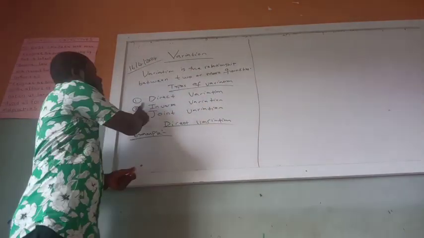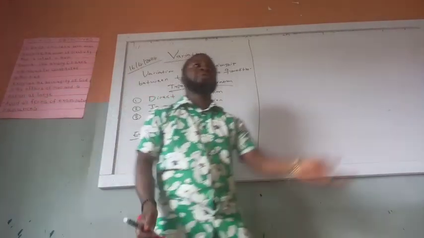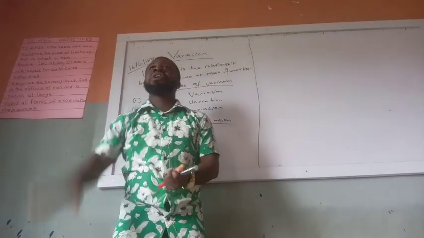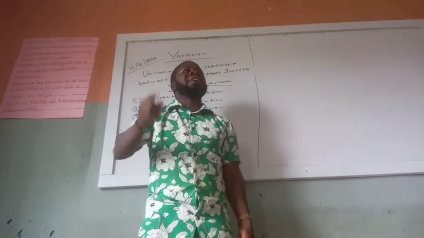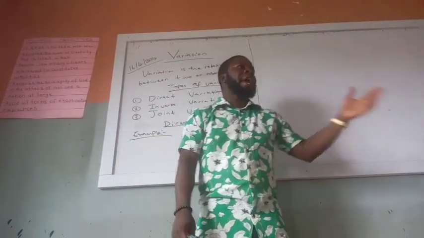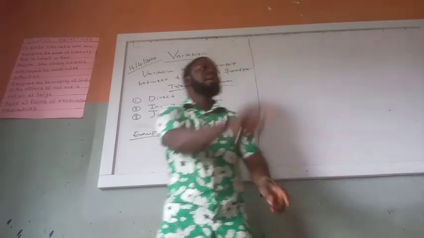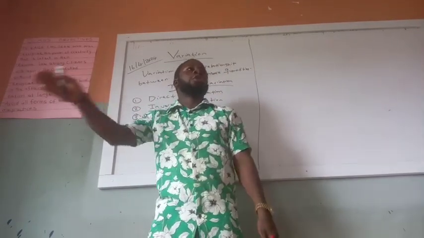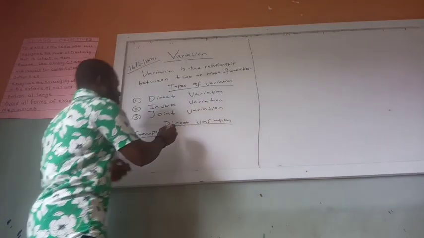But in terms of inverse, it means when A is increasing, B should be decreasing. And that's why you always have it in form of 1 over. If it is direct, you have A is directly proportional to B. So let me write a statement.